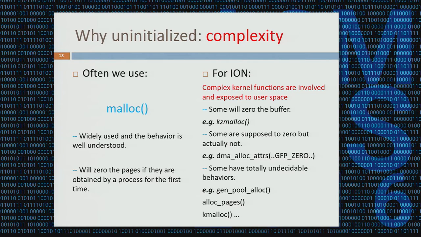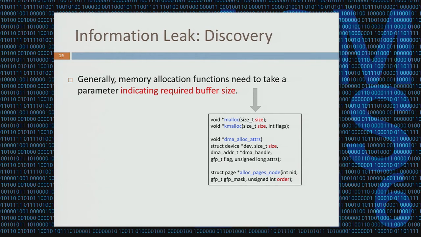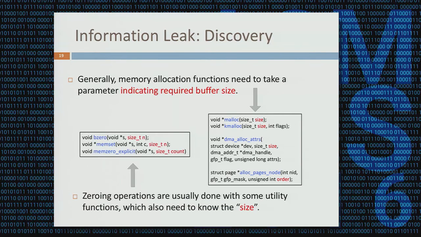Regarding this problem, our goal is to develop a tool that can help developers understand the exact behaviors of these kernel memory allocation functions. Our method is based on some simple observations. The first observation is that if a function intends to allocate a memory buffer, it must know the buffer size, and this buffer size is usually a parameter of the function, like the size parameter. You can see it in the picture. Another observation is that if the allocation function wants to zero the buffer, usually it will call some utility function, like memset, and this zeroing function also needs to know the buffer size.